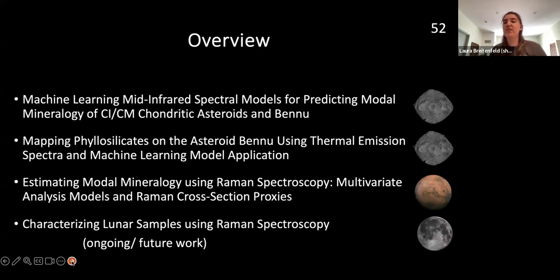So here I just want to bring up this slide again so we have a memory of what I spoke about today. So I talked about two different projects related to the asteroid Bennu and specifically looking at phyllosilicates. I also talked to you today about two different methodologies for quantifying mineralogy using Raman spectroscopy. And lastly, my ongoing and future work related to lunar samples.